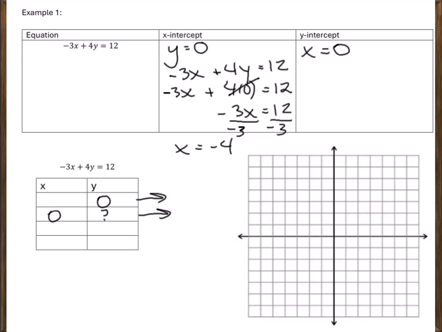So let's go ahead and put that in our table. This mystery number is 4. So we have the ordered pair 4, 0. And that blue dot right there is my x-intercept.